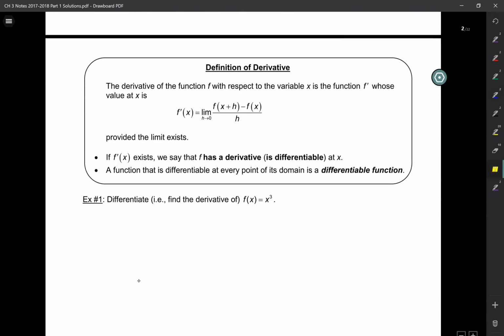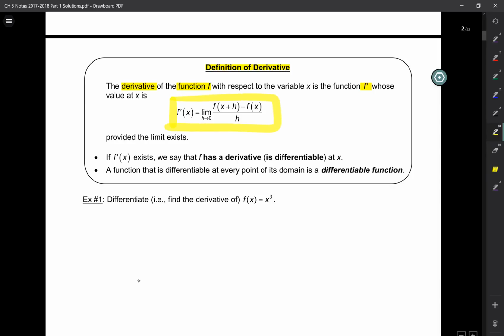Okay. Definition of a derivative. Guess what? You knew it last year. You knew it in chapter 2. It's been with you all this time. So the derivative of the function f with respect to the variable x is f prime. Okay, so f prime is the derivative. And the definition of the derivative is this.